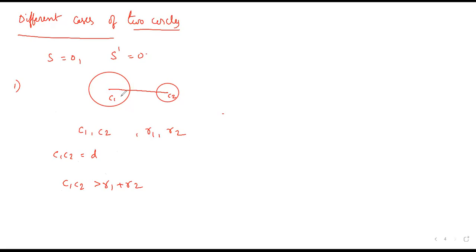In this case, the two circles neither intersect nor touch each other. So in this case, how many common tangents will we get? In this case, we will get four common tangents.